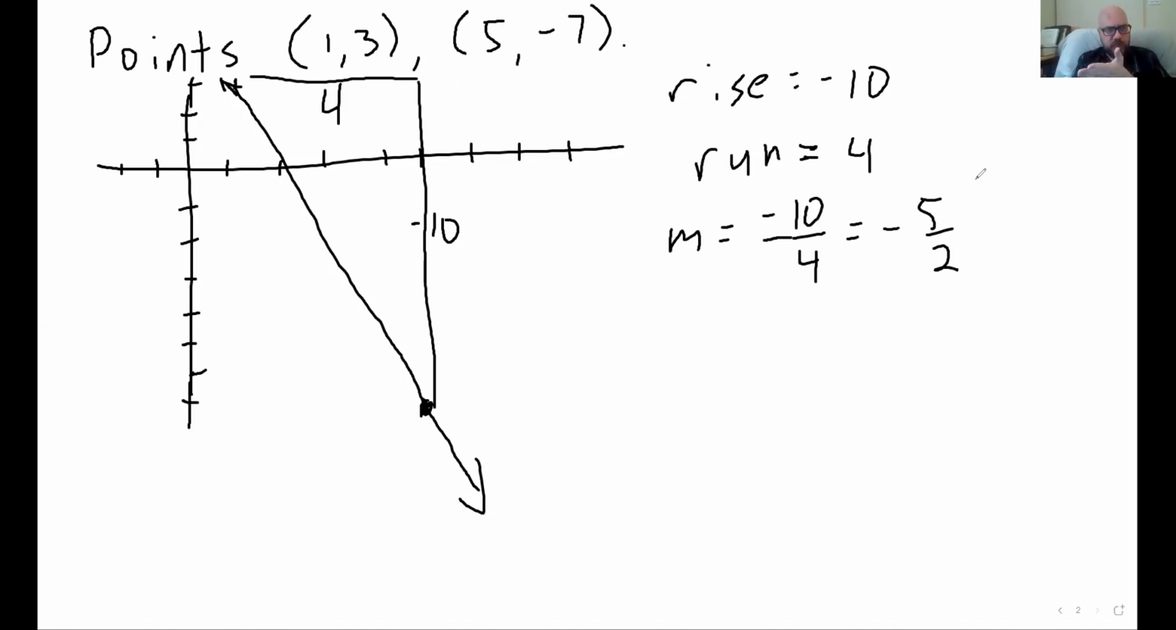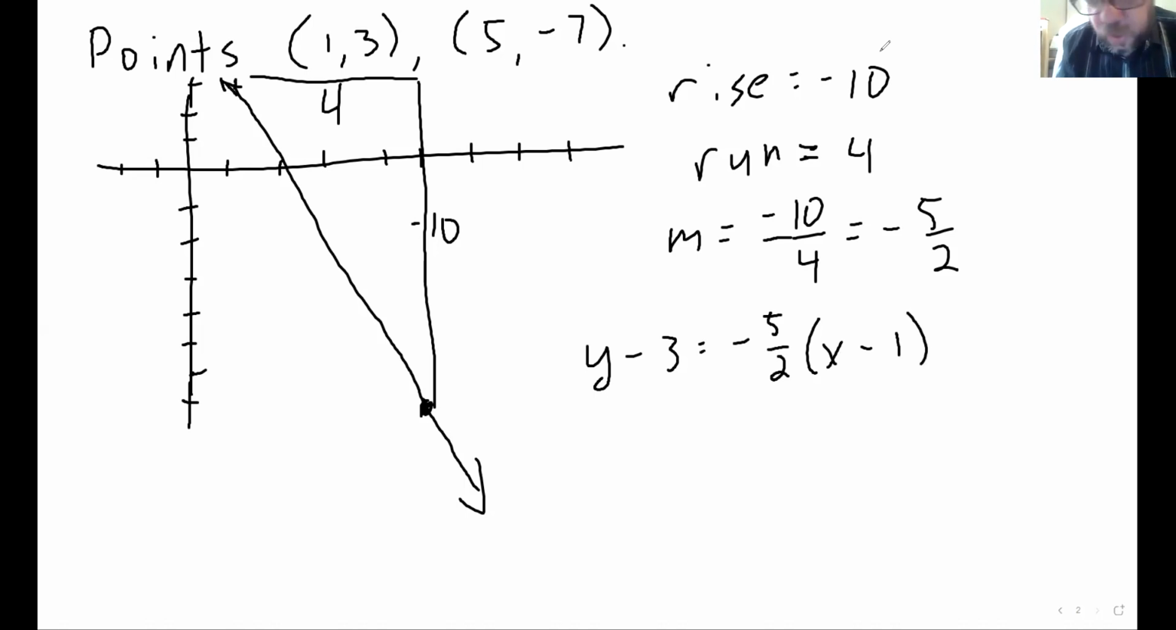I'll do the first one. So we're going to have y minus y1. My first one, I'm going to use x1 is 1, y1 is 3. So y minus 3 equals m, -5/2, times x minus 1. All right, I'll just go through this. Y minus 3, distribute the -5/2. We get -5/2 x plus 5 over 2. Then we add 3 to both sides.